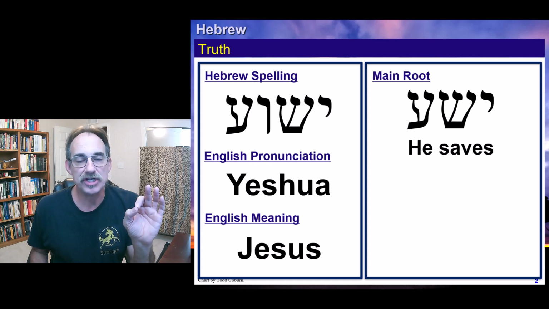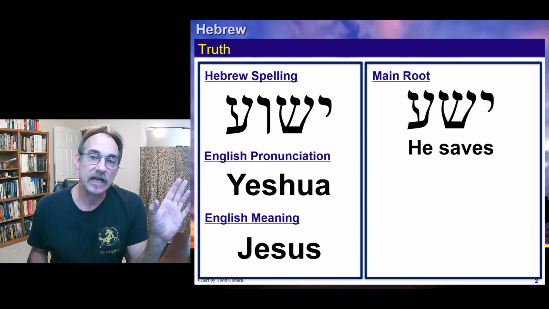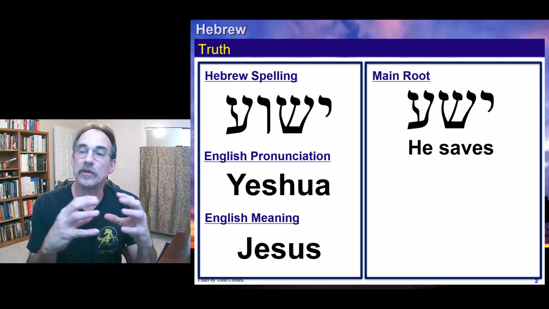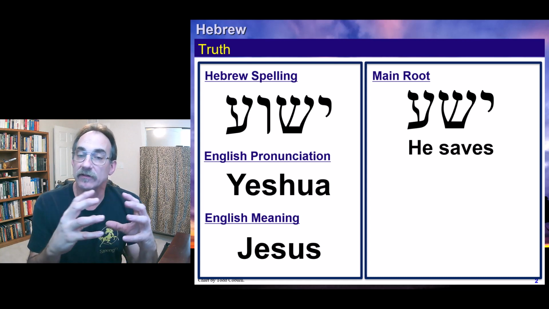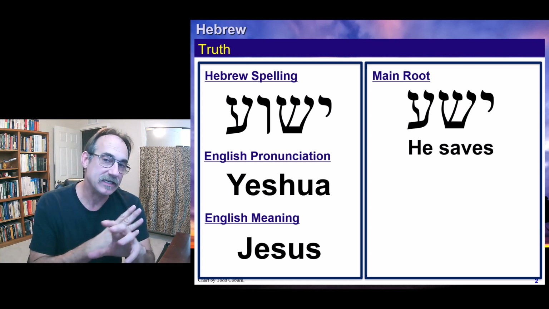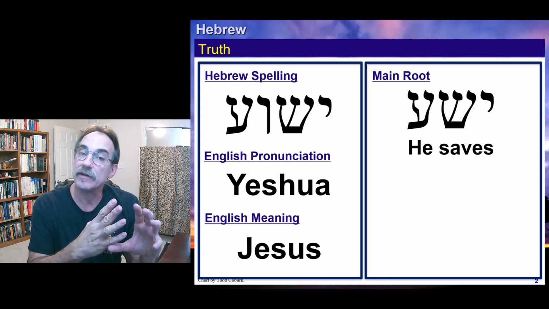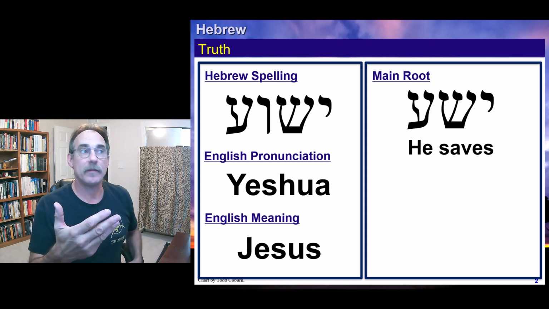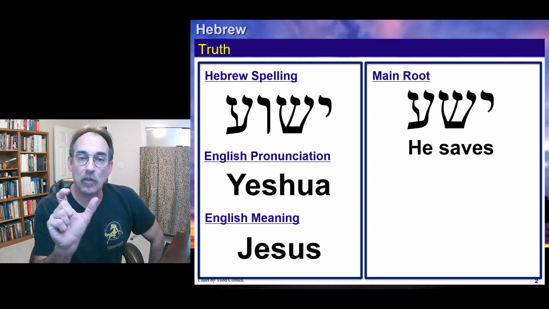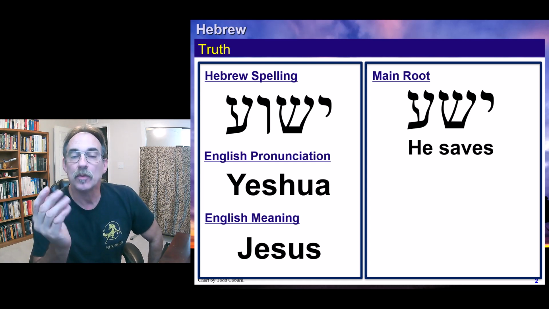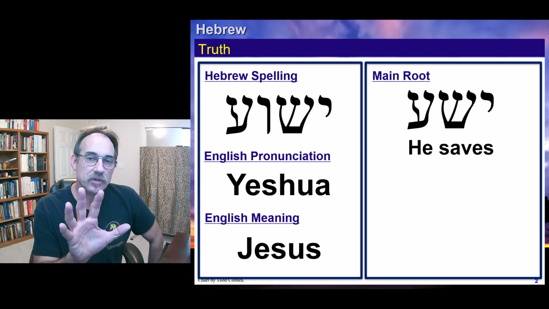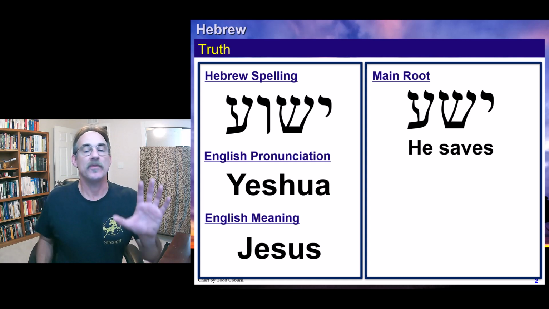So the root Yasha is changed a little bit into the word Yeshua. And this is common with Hebrew words, as they have a root, and there will be different letters that pop in different places, either the beginning or the end or in between, in order to turn them into other words. And this is very common with names. And here we have the word he saves, which is modified a little bit to make the word Joshua or Jesus. So that's the main root.